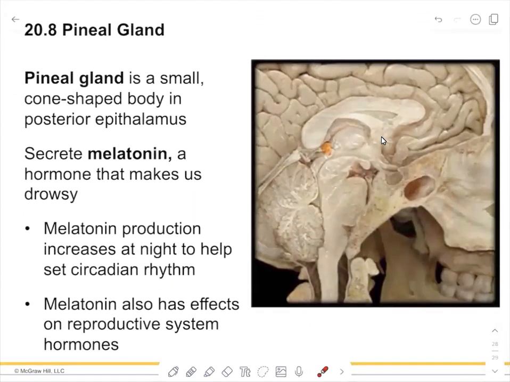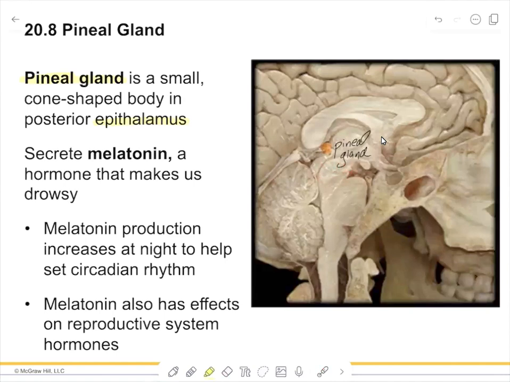Another important organ in the endocrine system is the pineal gland, and it's a small cone-shaped structure in the epithalamus. You'll remember from the nervous system that this is actually part of the diencephalon. On this cadaver image, we can see the pineal gland highlighted. It's located in the posterior region of the brain, just below the corpus callosum, above the midbrain.